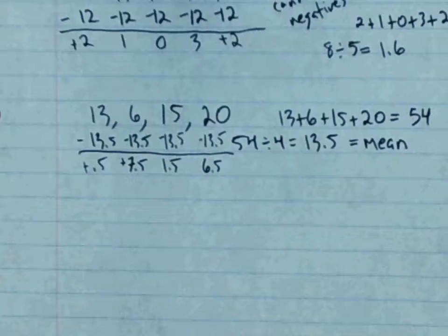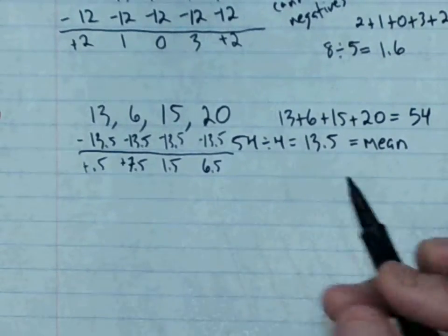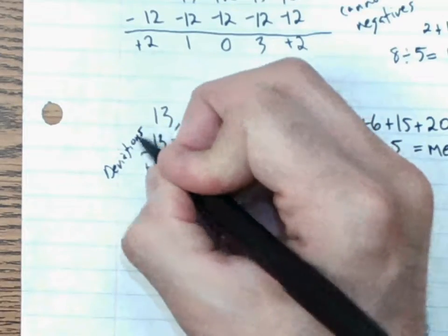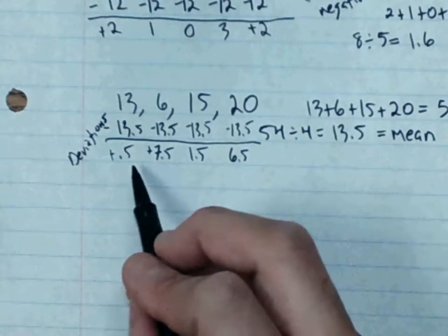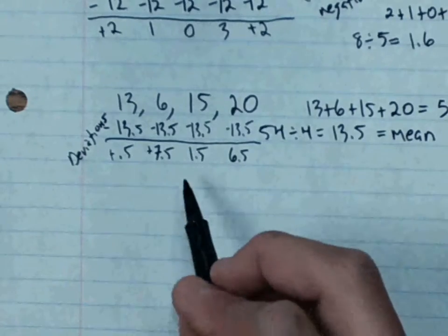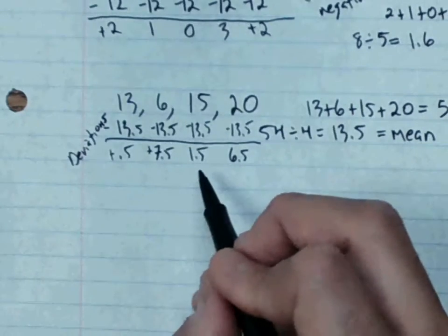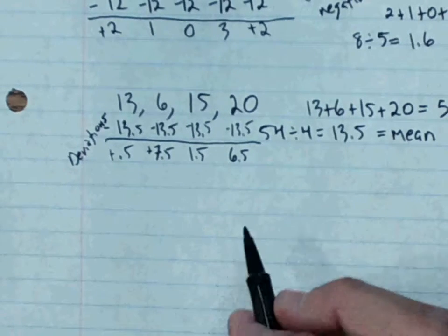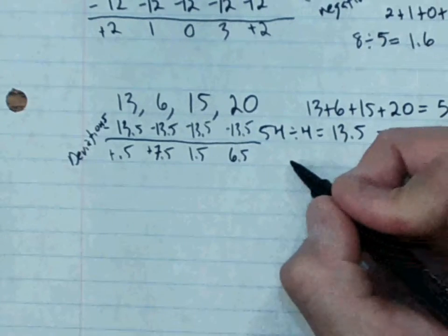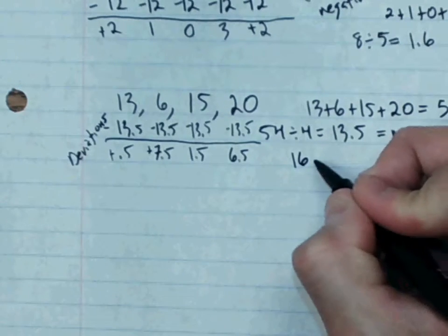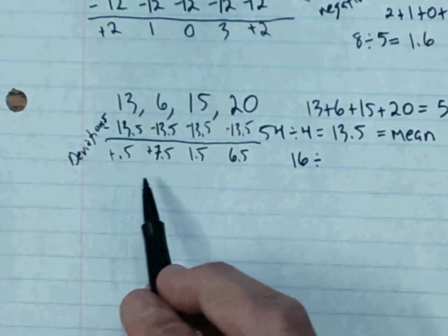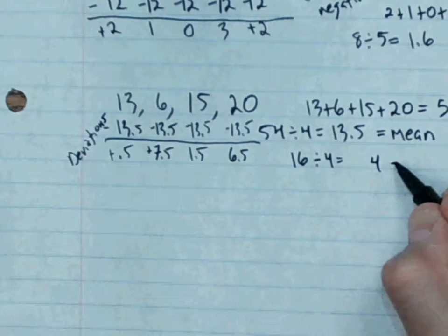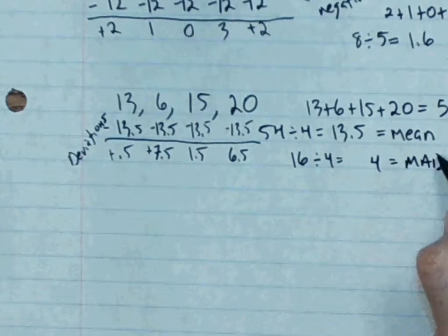Let's go and add up our deviations. So these are your deviations. Alright, add them up. So 7.5 plus 0.5, that's going to be 8. 8 plus 1.5, that's going to be 9.5. And then 9.5 plus 6.5, that's going to get me 16. So the total of these is 16. We're going to divide by the values we added, 4, and that comes out to 4. So this is going to be our mean absolute deviation, or you can call it MAD.